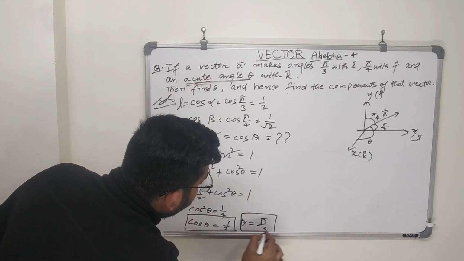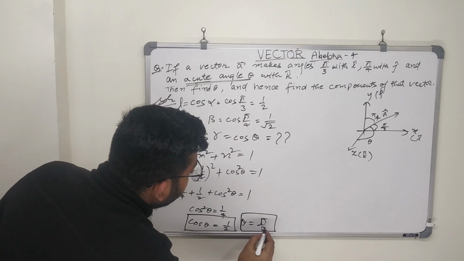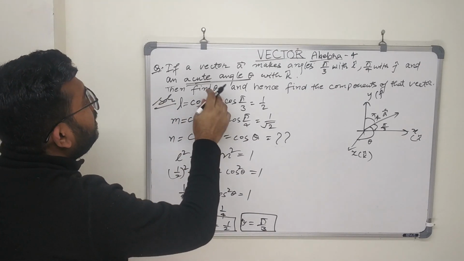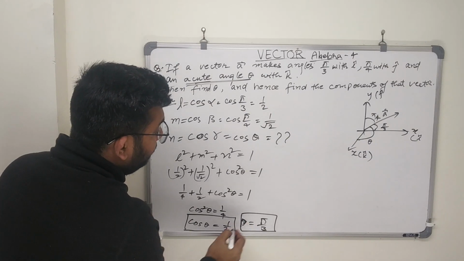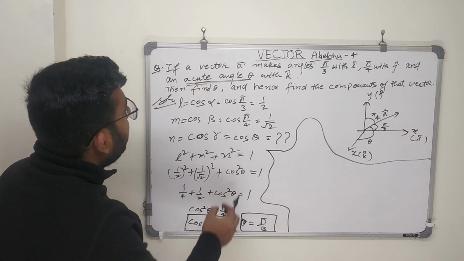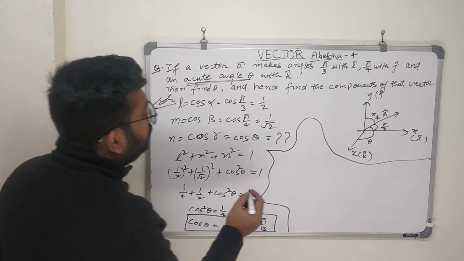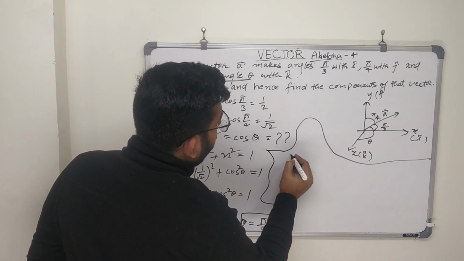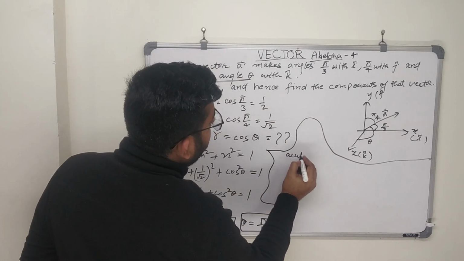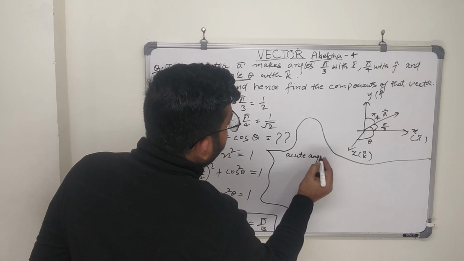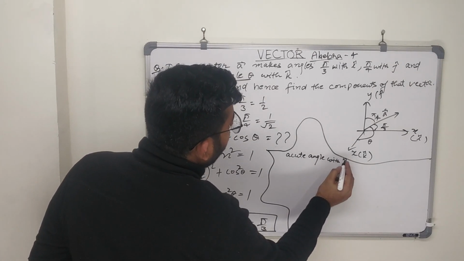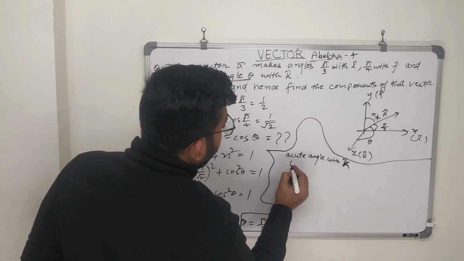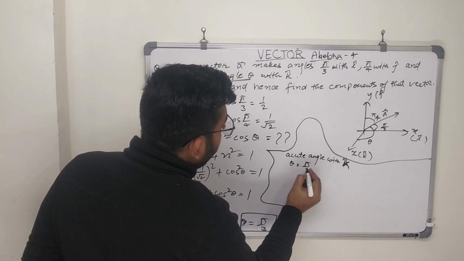So according to the question which is asked, that is the acute angle with k cap theta, we have found in this way. So pi by 3 is the angle which is asked in the question, that is the acute angle with k cap, theta is equal to pi by 3.